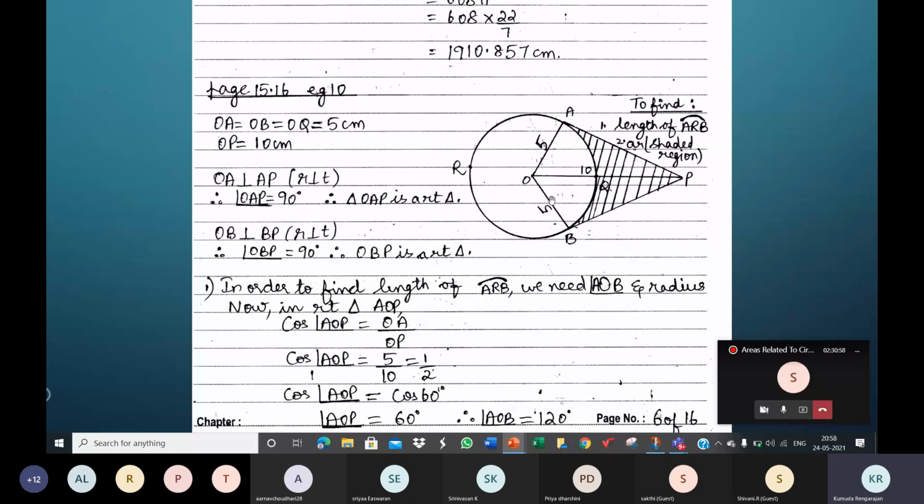Now, you know the sector angle, you know the radius. Let's find the length of this arc. What's the formula to find the length of arc ARB? 360 minus theta by 360 into 2 pi r. Into 2 pi r, that's all. We have to be careful. We shouldn't mess it up with pi r square. So what is the major sector angle?